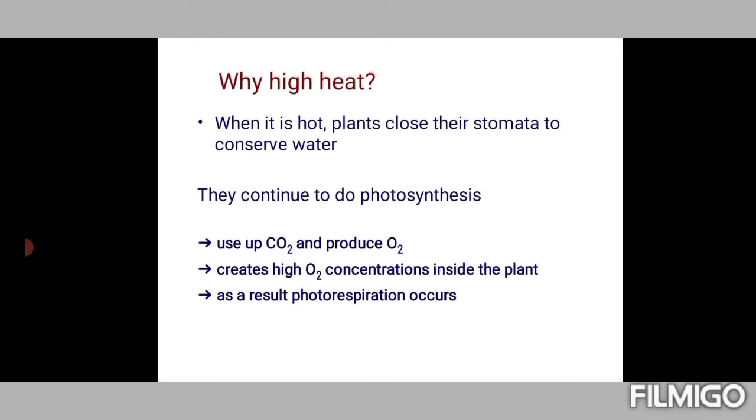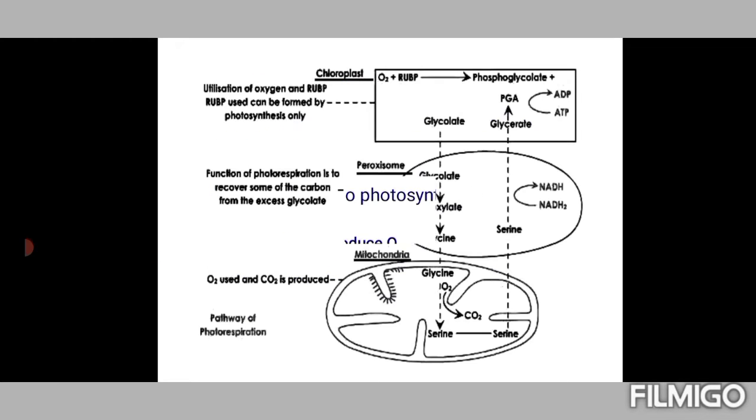Now, the high heat: when the atmospheric temperature is high, the stomata get closed so as to conserve water inside the plant cell. What happens is that carbon dioxide does not enter the plant cells, and oxygen gets concentrated inside the leaf, because the byproduct of photosynthesis, namely oxygen, cannot be released through the stomata. So carbon dioxide is in shortage and oxygen is in good supply, so it undertakes what is called photorespiration.